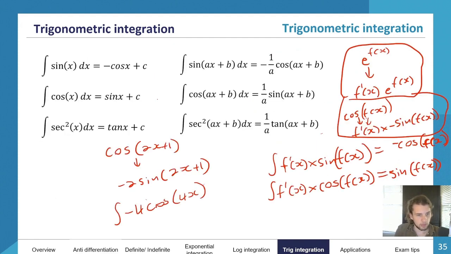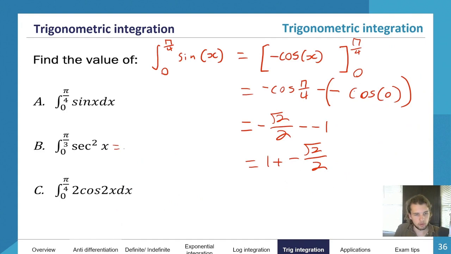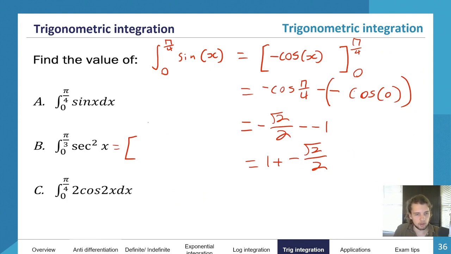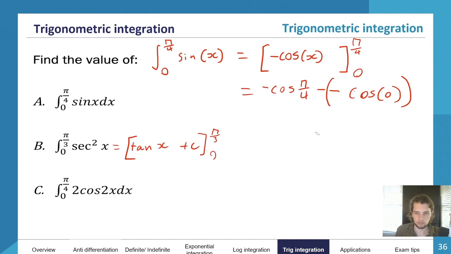So let's apply this formula. This would be equal to, we have a definite integral, so we want to use those square brackets. Now we have tan x plus c, I think it was. Yep. And then we substitute in pi over 3 and 0. So that is equal to tan pi on 3. And remember, you can add the c in.